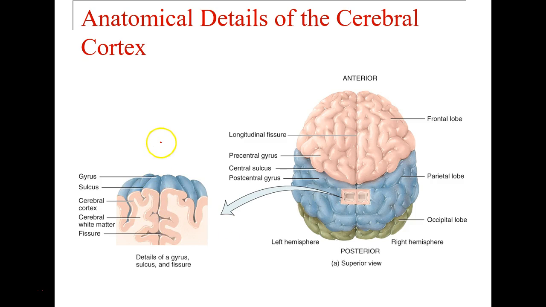So here we see those folds of cortex. Raised areas are gyri. The depressed areas are sulci. And then the larger depressed areas are fissures. The reason for the multiple folds of the cortex is to create extra surface area for connection of these neurons and the cell bodies. It creates more surface area. That is the reason for the gyri and sulci.